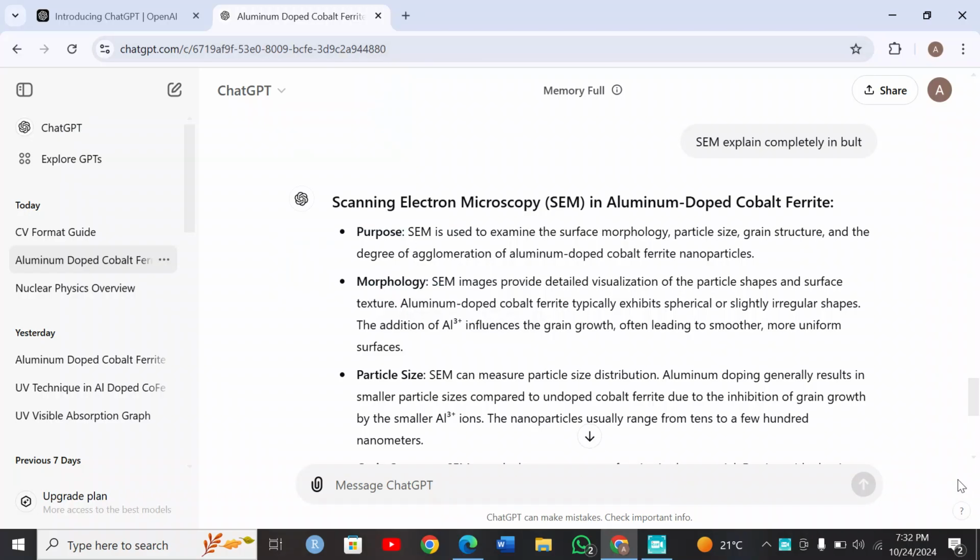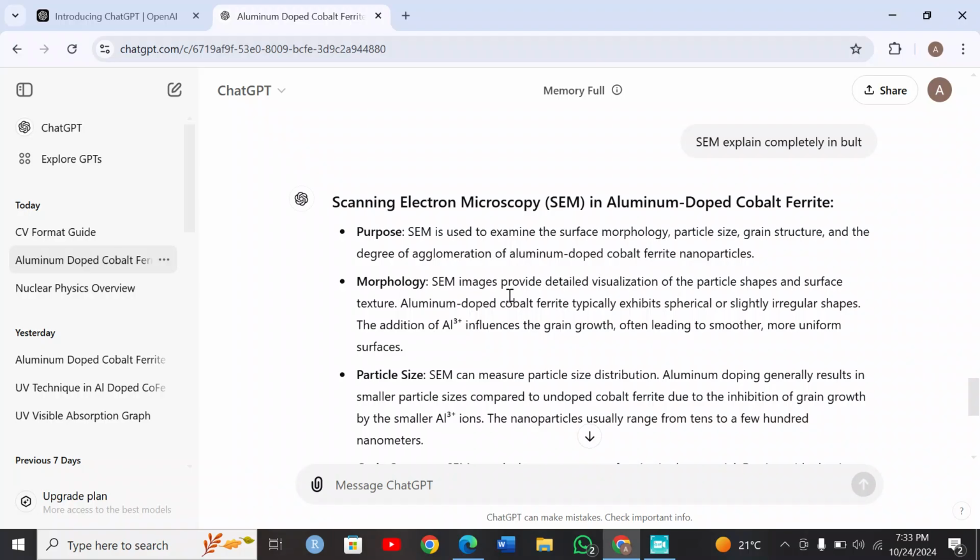Today we will discuss SEM, scanning electron microscope, for aluminum doped cobalt fluoride. Why do we use SEM for aluminum doped cobalt fluoride, or for any sample? Purpose: SEM is used to examine the surface morphology, meaning surface features, particle size at the surface, grain structures, and the degree of agglomeration. What is agglomeration? It means clusters of atoms of aluminium doped cobalt fluoride.